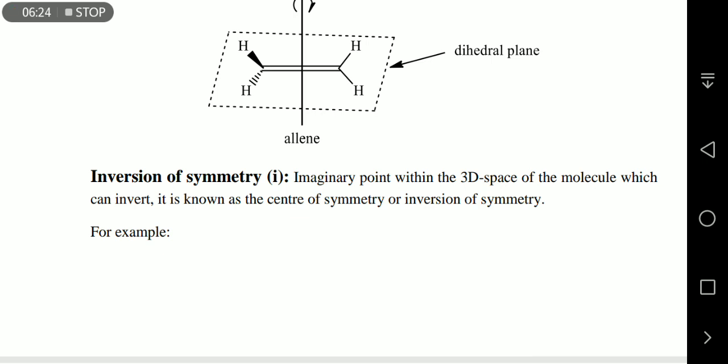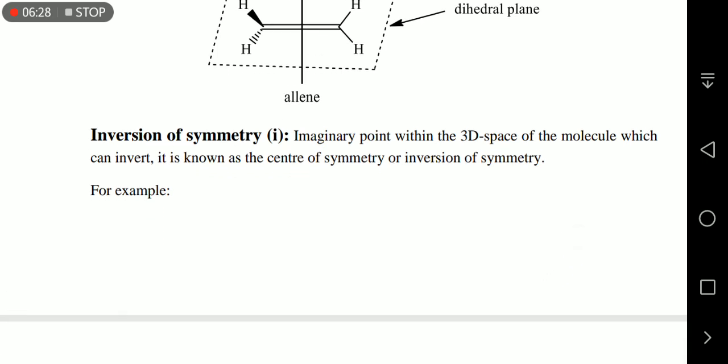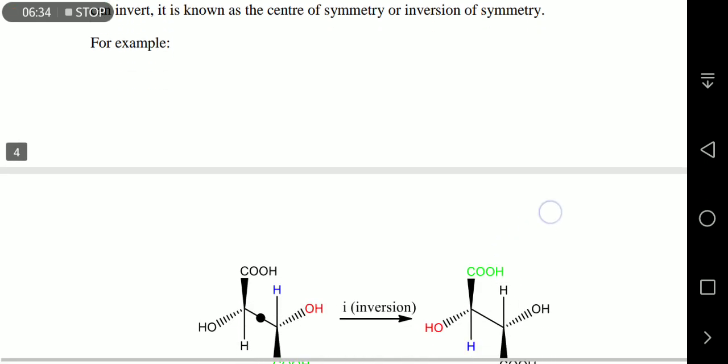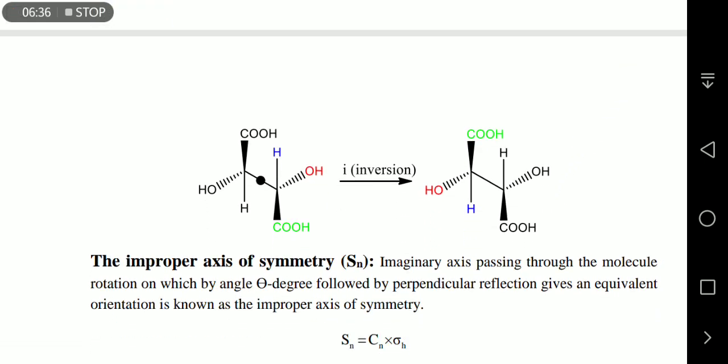Inversion of symmetry, which is denoted by i, an imaginary point within the 3D space of the molecule through which the molecule can invert. It is known as center of symmetry or inversion of symmetry. For example, you can see here in this molecule inversion of symmetry is present.